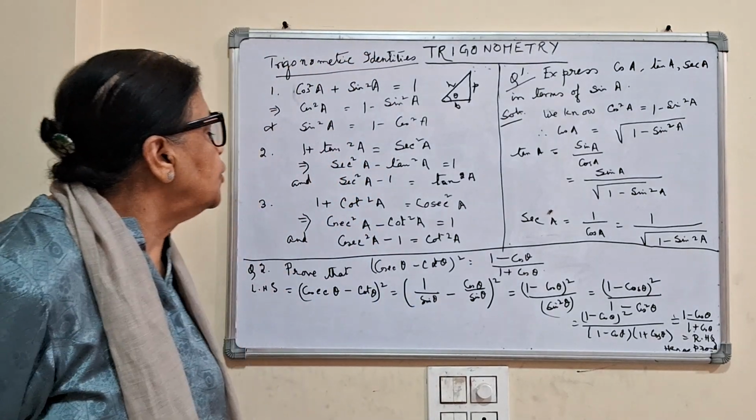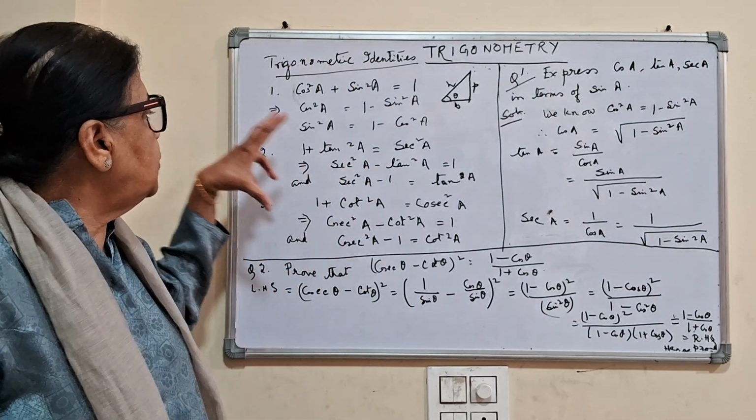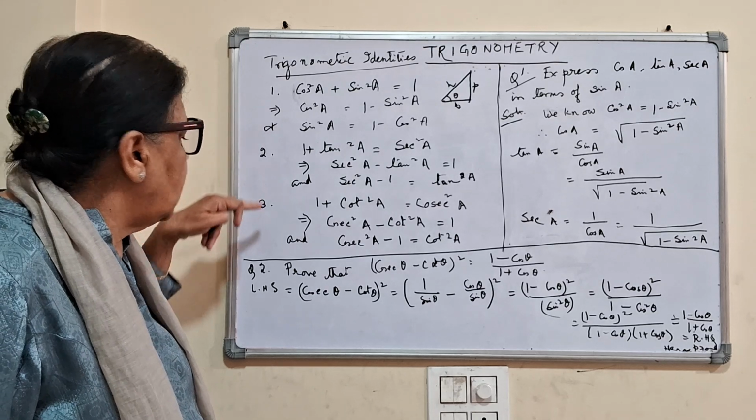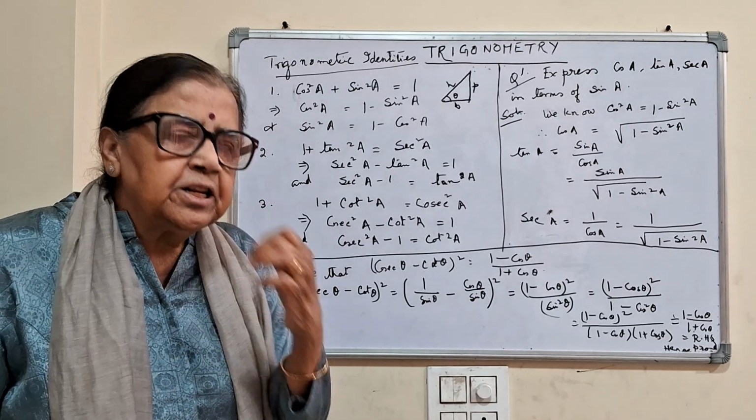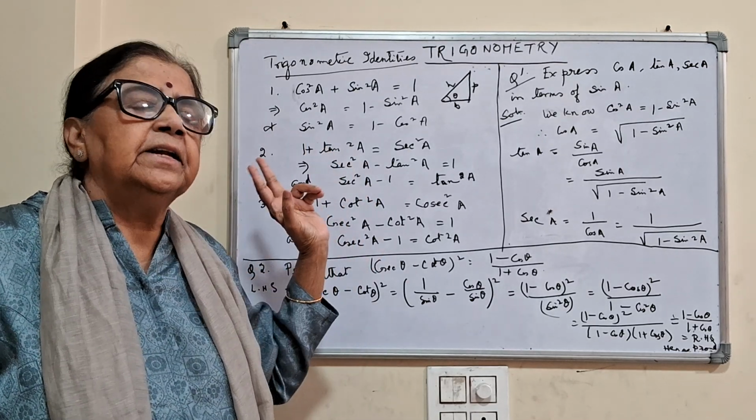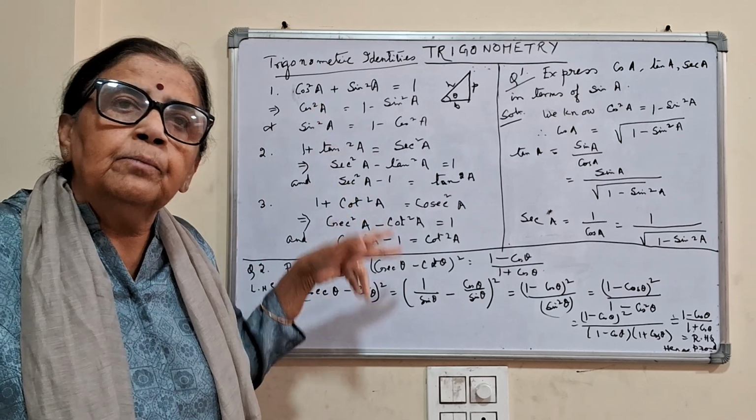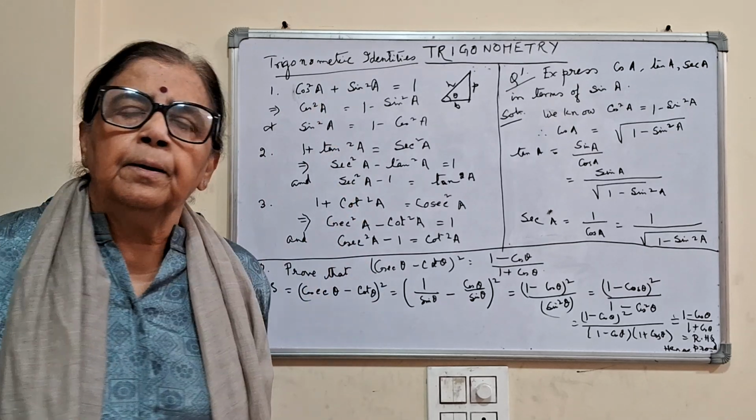So have you followed all? These are the main three identities, 1, 2 and 3. And from these three identities, we derive 2 from each. Okay, so we have to remember everything.